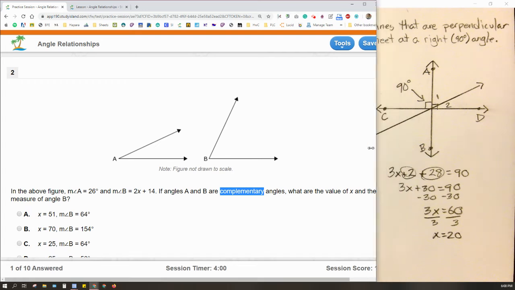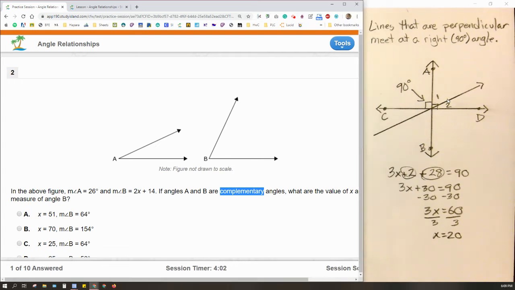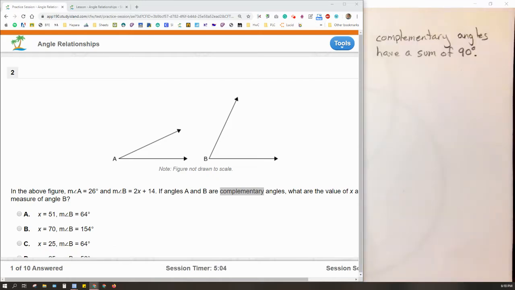Angle 1 and 2 in the last problem were complementary. Why? Because they added up to 90 degrees. Complementary angles add up to 90 degrees. Okay, so there I went and wrote it down. Complementary angles have a sum of 90 degrees. Remember, sum is what you get when you add things together.